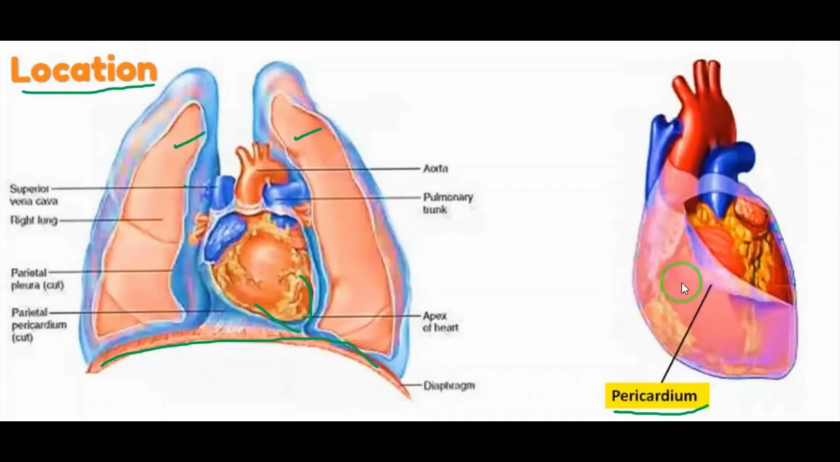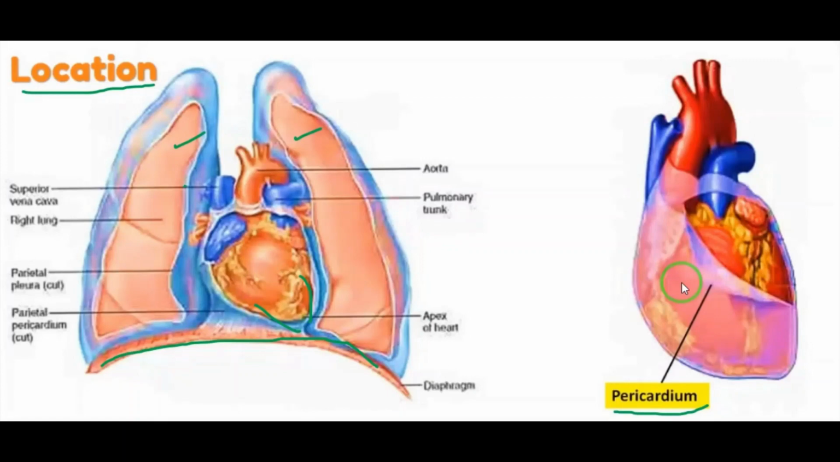Then one more function also there, that is this pericardial fluid protects the heart from mechanical injuries. What is the meaning of mechanical injuries? For example, sometimes unknowingly we may dash on the wall or somebody has beaten on our chest. At that time, this fluid absorbs the shock and protects our heart.